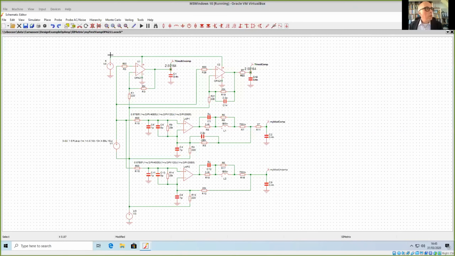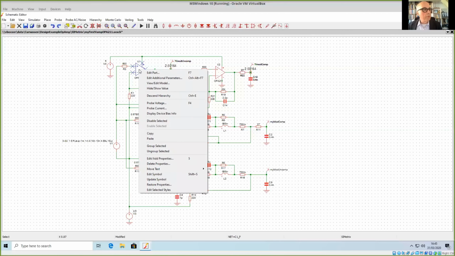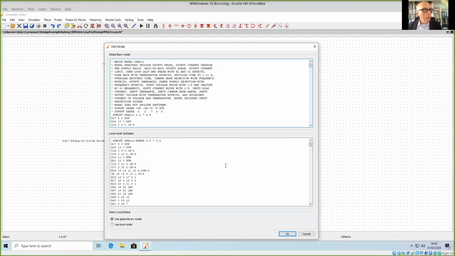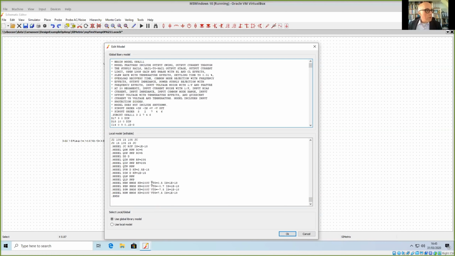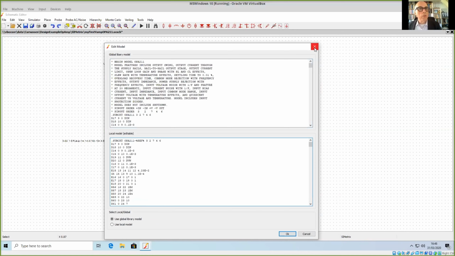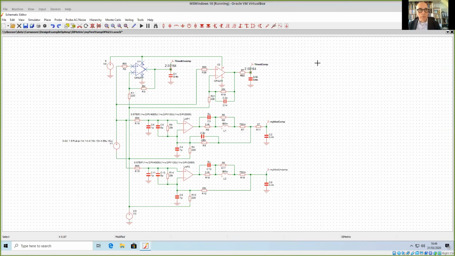So let's study what you see. Here you see the symbol of the OPA 211, and under it is the macro model for this operational amplifier. And it's not a small one. You see, there are even MOS transistors and bipolar transistors in it, and it's really large. I tried it once in the free edition of this simulator, which is limited in number of nodes, and it was too large for the simulator.